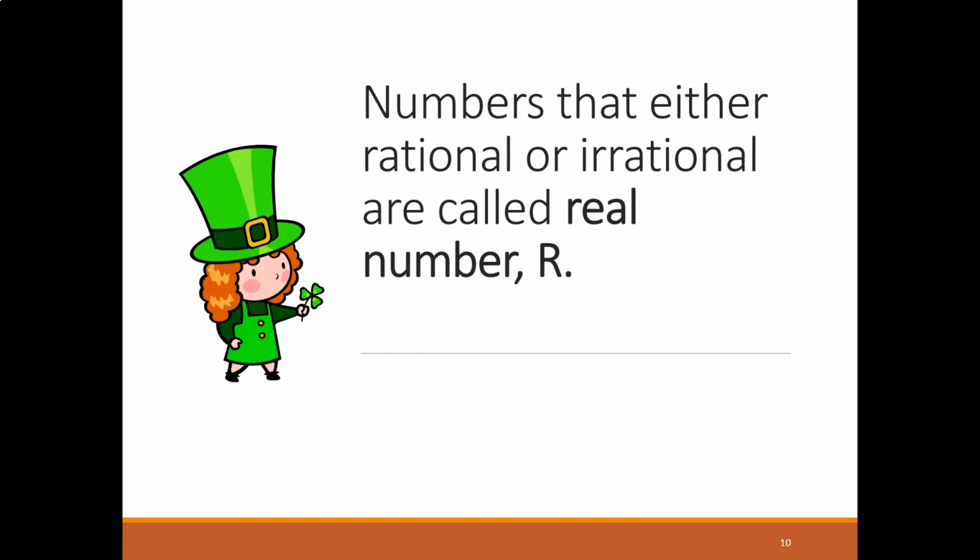Okay. Next, we have numbers that are either rational or irrational, called real numbers, denoted as capital R. Both rational and irrational, we can conclude them as real numbers. Dia mix between those two. Kita gabungkan dua-dua rational and irrational. Ataupun salah satu pun kita boleh panggil as real number, either rational or irrational.